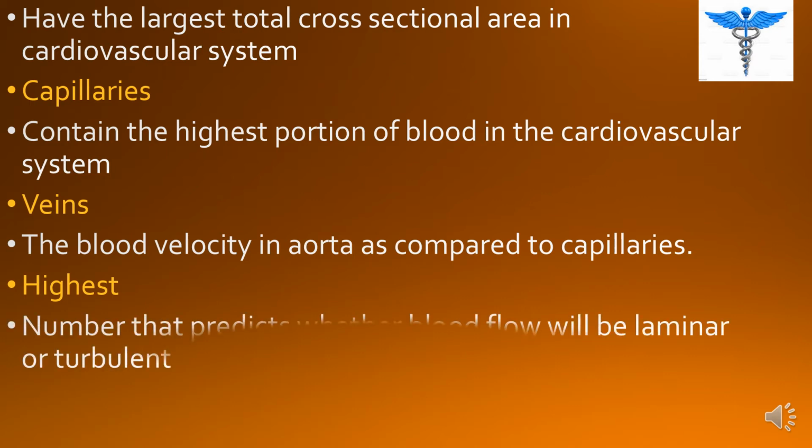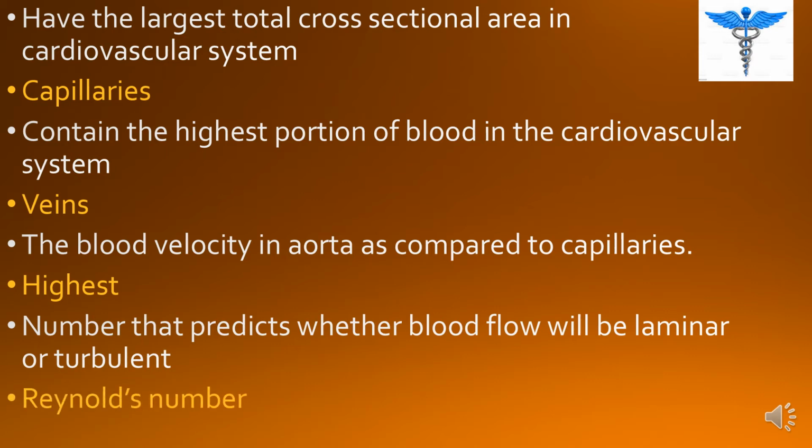Now the other question is which number predicts whether blood flow will be laminar or turbulent? What is that number called, which shows us whether the blood flow will be laminar or turbulent? That is the Reynolds number, and that number predicts or indicates whether the blood flow will be laminar or turbulent. Here you can see the Reynolds number depends upon the velocity, density and pressure. Now if the velocity of blood or density or pressure is increased, it means that the Reynolds number will be larger, and if viscosity is increased, it means that the Reynolds number will be lesser.